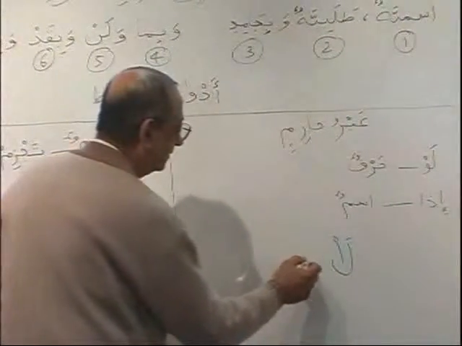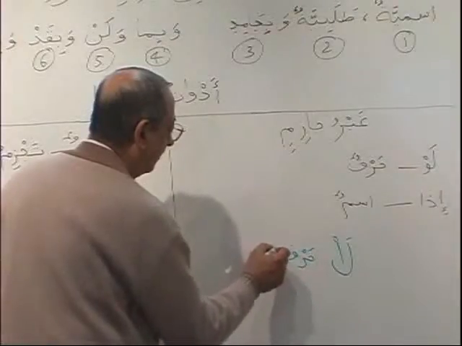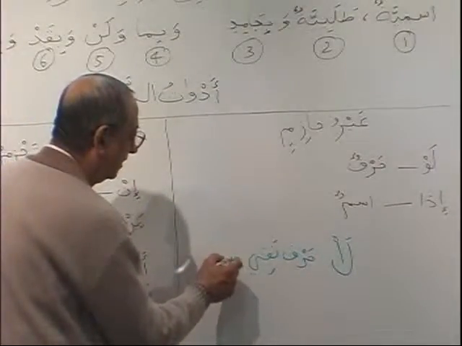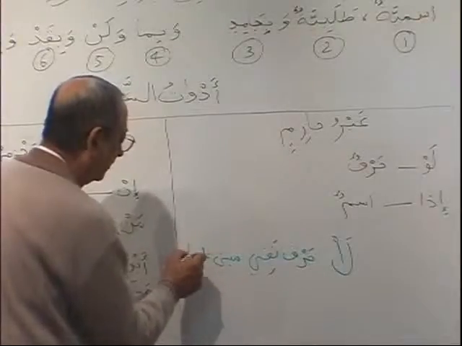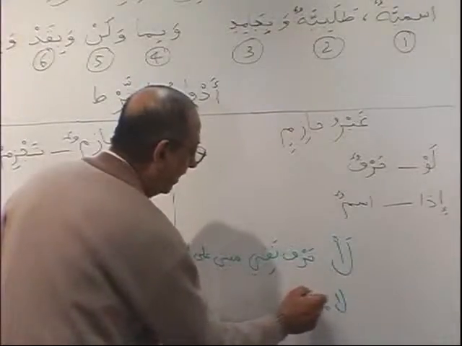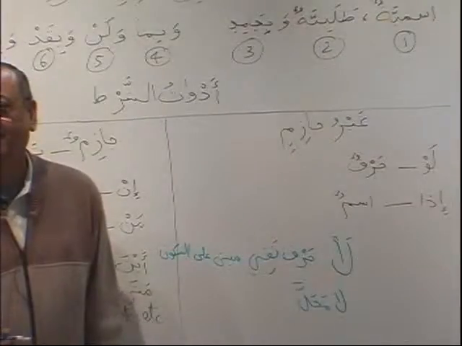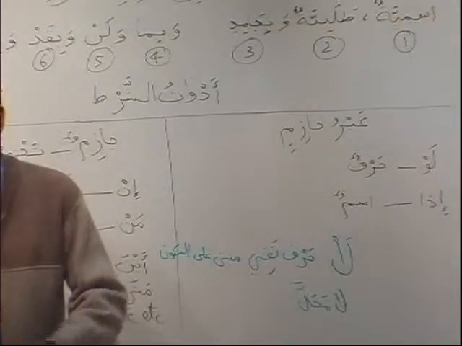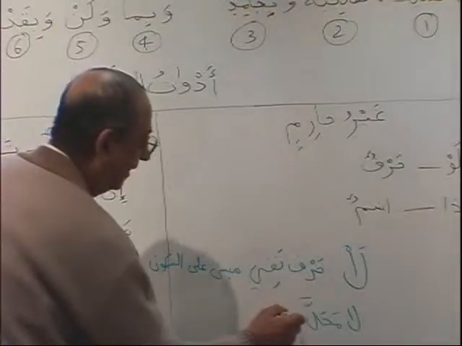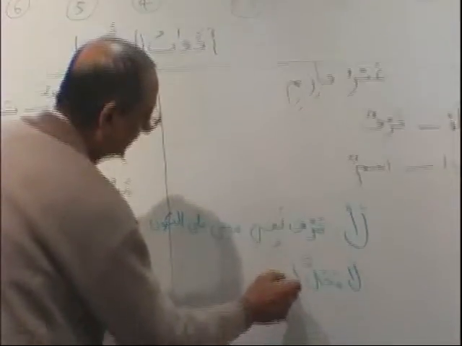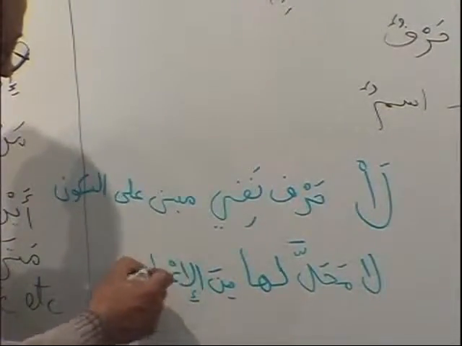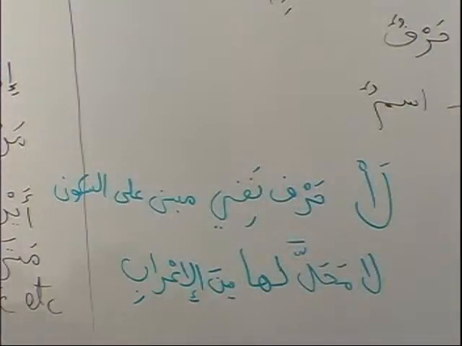La harfu nafi mabniun ala sukun. La mahalla. What is this la mahalla? La nafiyatul lil jins. It has got absolutely no position in the i'rab. La mahal laha, i'rab. Are you with me? So there are many things you will write like this.